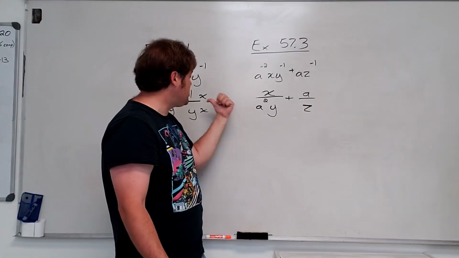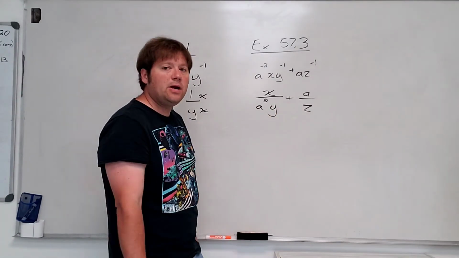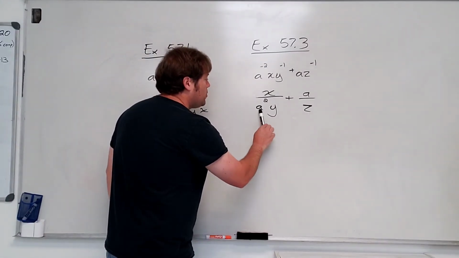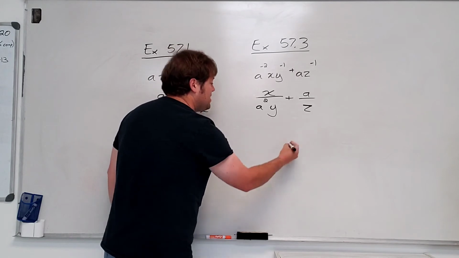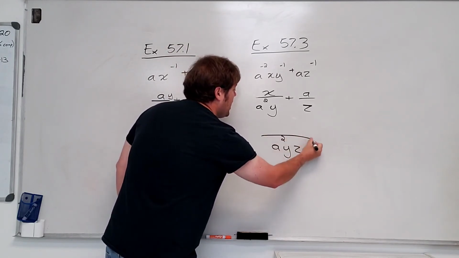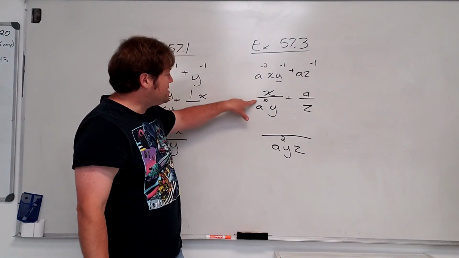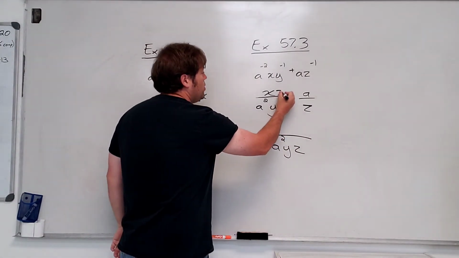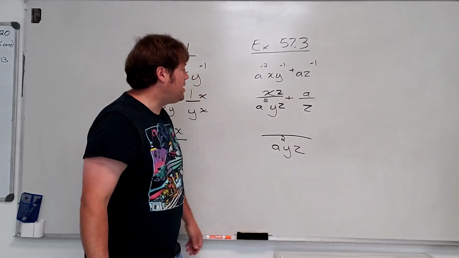And now we do just like we did over here. We get a common denominator. In this case, the common denominator will be a squared yz. We just put it all together, a squared yz. And we do just like we did on the other one. Since this term needs a z, we'll put 1 in the numerator, 1 in the denominator.